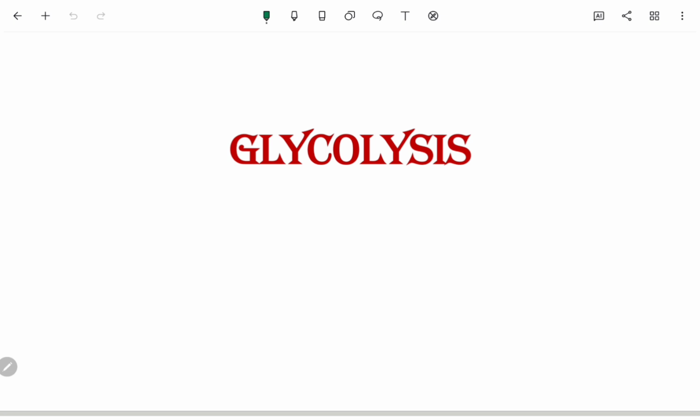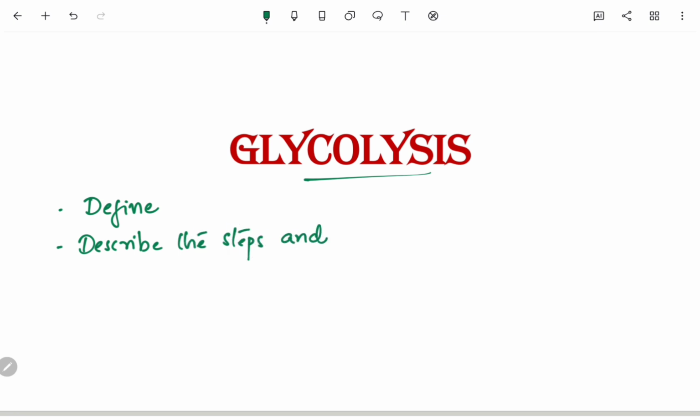So, in today's class, we will be discussing the pathway glycolysis. We will be learning how to define glycolysis, and we will be describing the steps and enzymes of glycolysis, and we will be explaining the reactions of glycolysis together. Then we will be discussing the energetics of glycolysis.